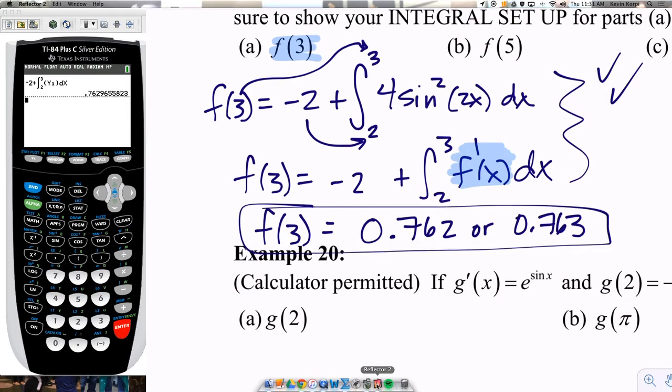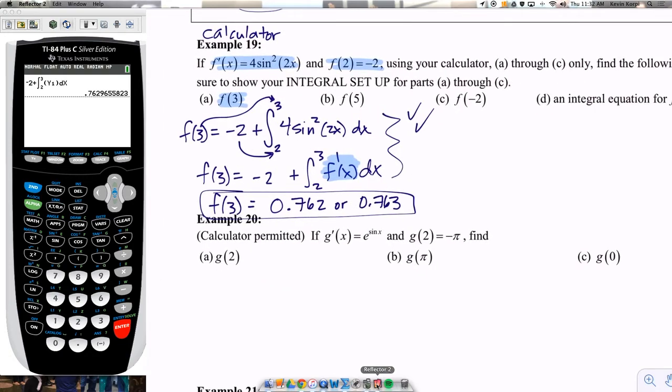Okay, so does that give us the net change? No, that one gives you the position. Okay, that basically tells you what you have. Remember, the integral is your displacement or your net change. You add it to the initial condition to get the current amount or the current position.